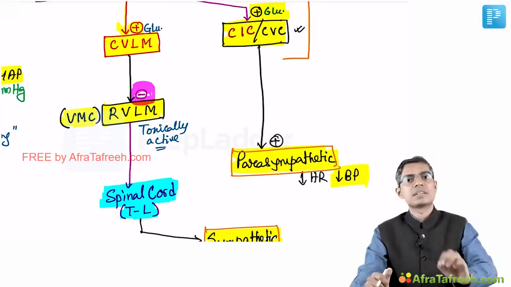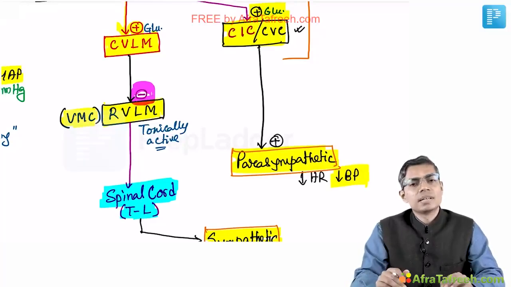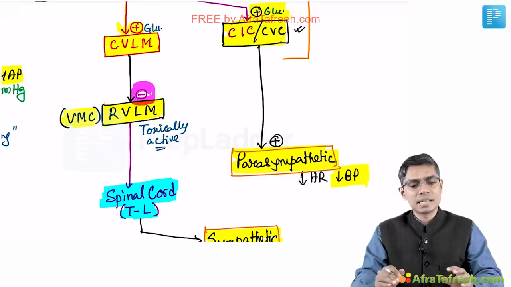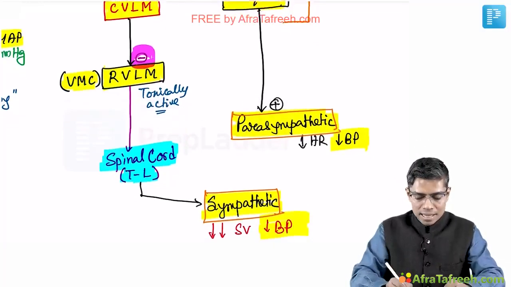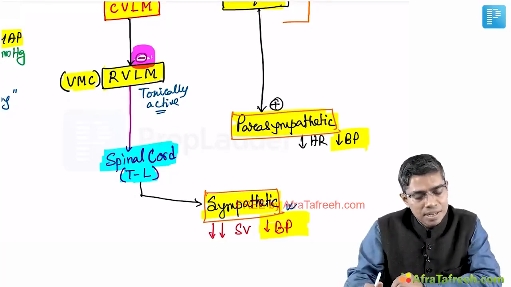This has been asked in the AIIMS entrance examination, that what will happen to the discharge pattern of RVLM? It will remain active although your brain is sleeping, but RVLM is active. It will maintain the vessel tone by activating the sympathetic system even during your sleep period, right?